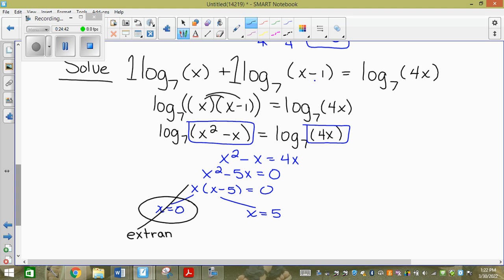Extraneous means, and some people will say, well, it means you should say no solution. No, it's not no solution. It means that was a solution. It's extraneous. It doesn't work. So I found a solution, it doesn't work. That's what extraneous means. Okay?